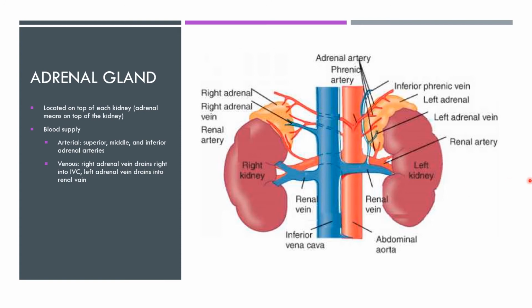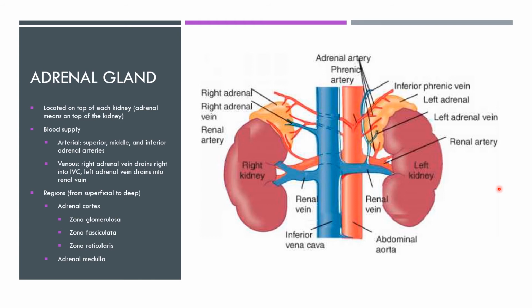It has venous drainage on the right. The venous drainage of the adrenal is directly into the inferior vena cava, while on the left it drains into the renal vein. And I misspelled vein. Kind of funny. All right. So regions, from superficial to deep, you have the adrenal cortex and you have the adrenal medulla.